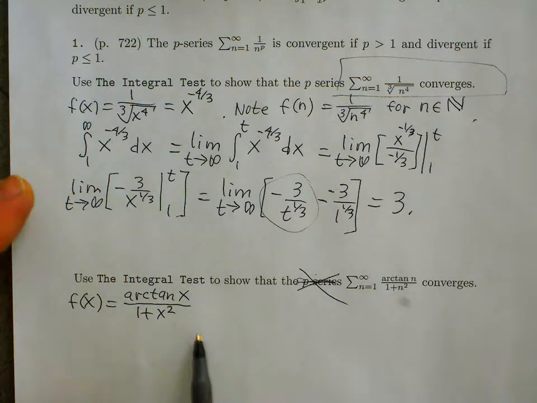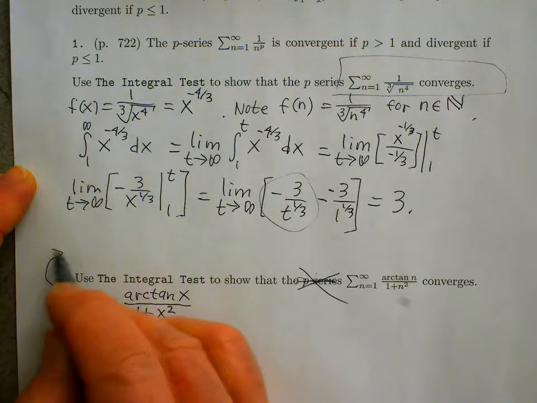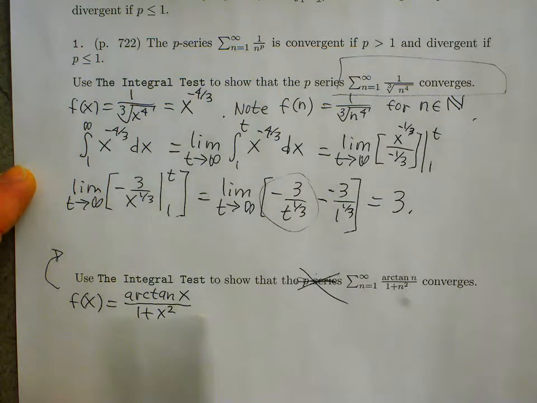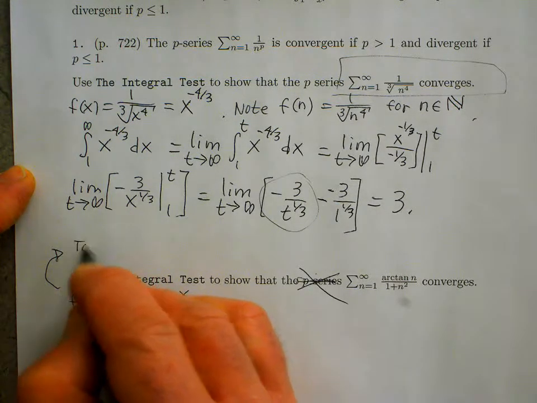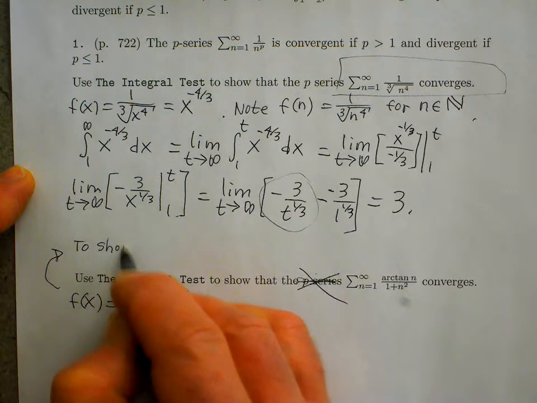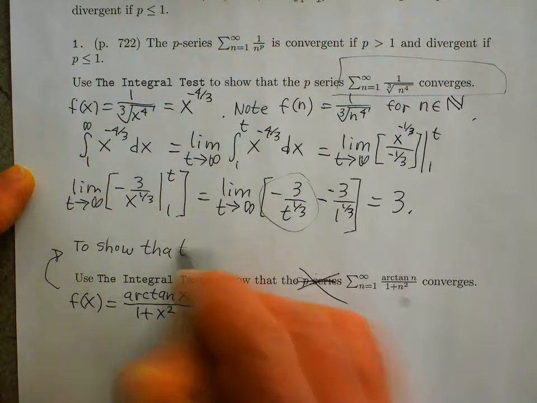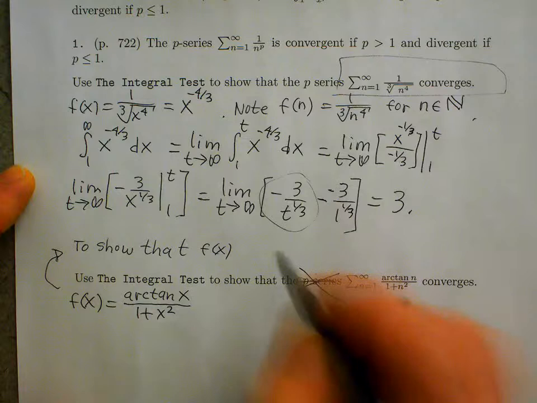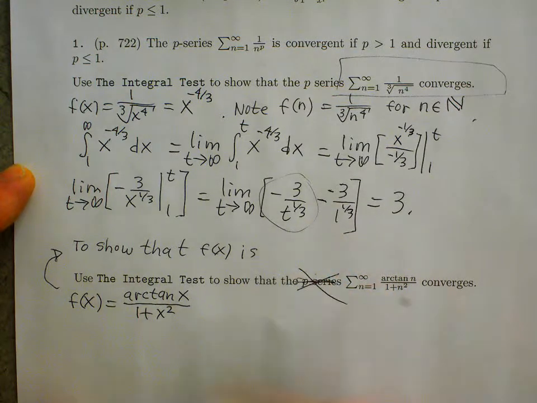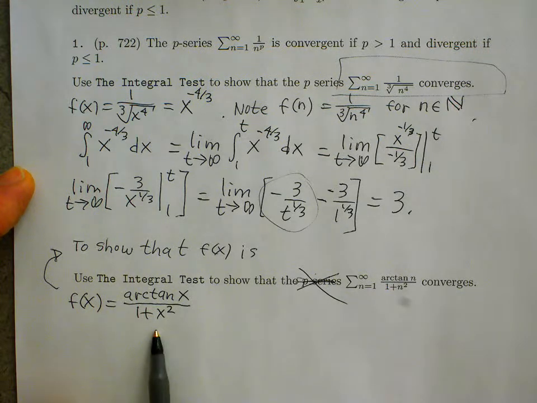One of the techniques for showing that a function is decreasing, to show that f of x is eventually decreasing, it might not be decreasing for a little while, but as long as it starts to decrease forever after a certain point, then we can still use the integral test.